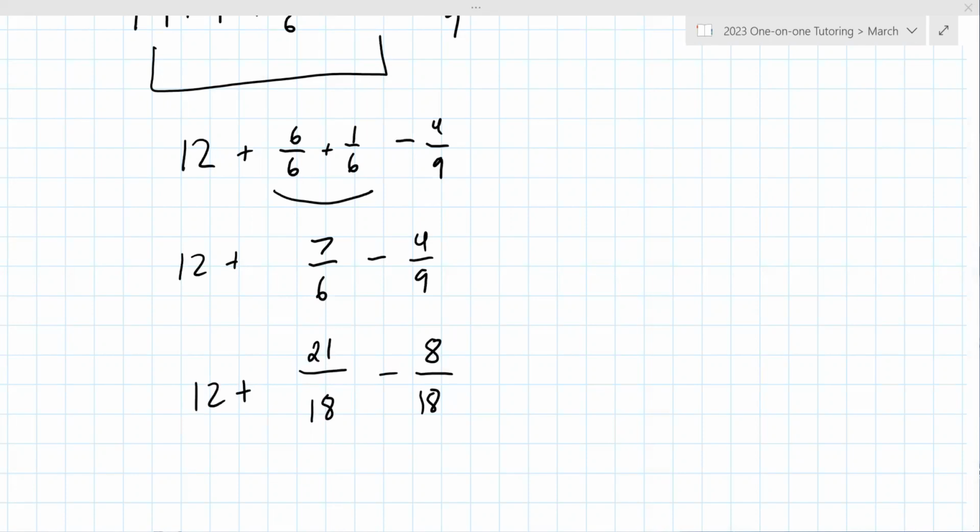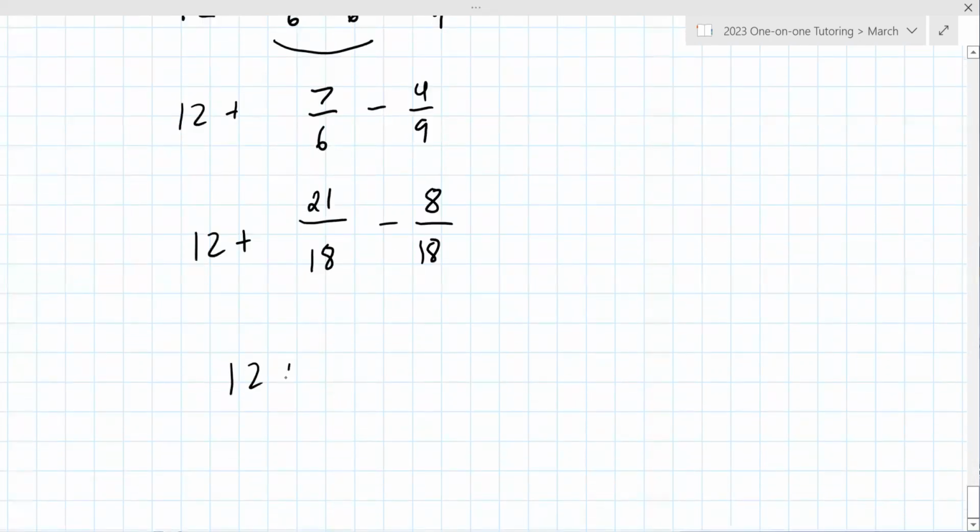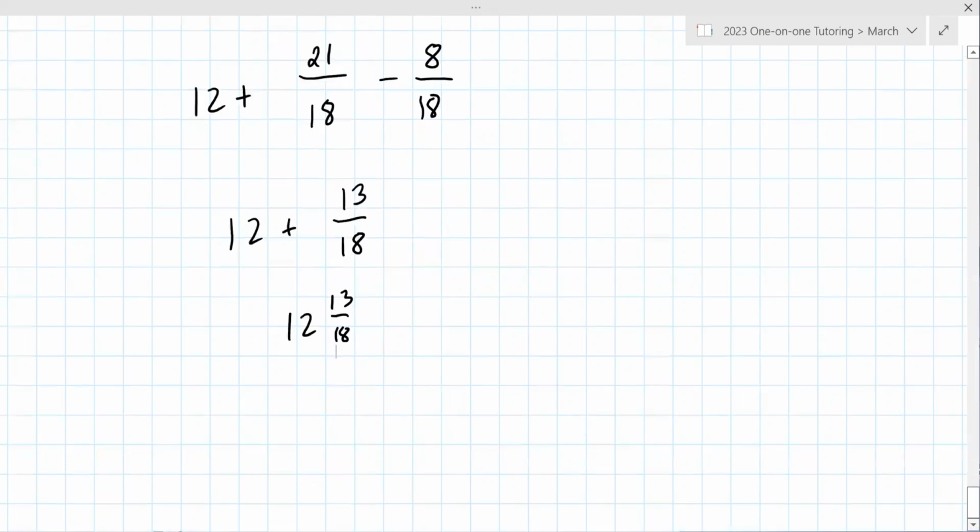It would become 13 over 18. So then it'd be 12 and 13 over 18. Yes. Very good. All right, so let's get this last one done before we run out of time here.